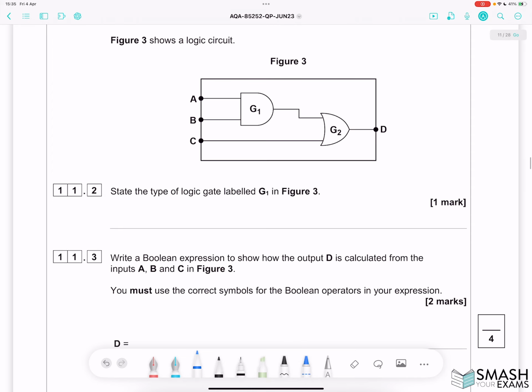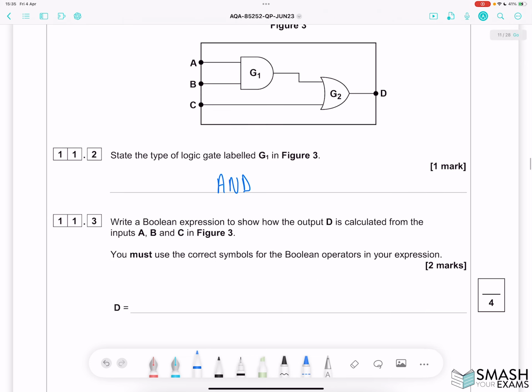Now we've been given a logic circuit to state the type of logic gate labelled G1. So G1 here, do we recognise that gate? Well, it looks like the letter D. It has 2 inputs and 1 output, so that must be an AND gate. And then, let's have a little look here. My prediction was, is it going to ask us what G2 is? Well, it doesn't look like it is just yet, but let's take a look.